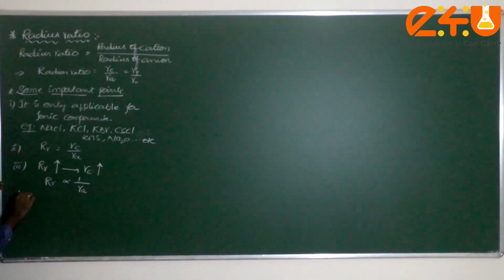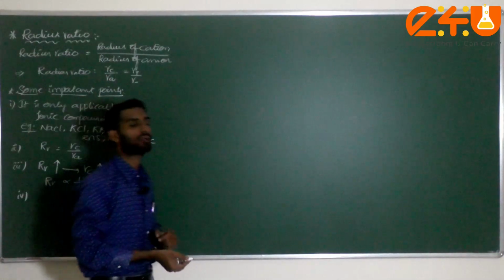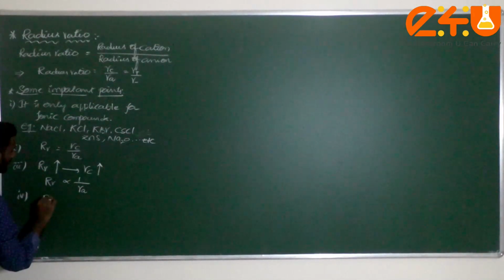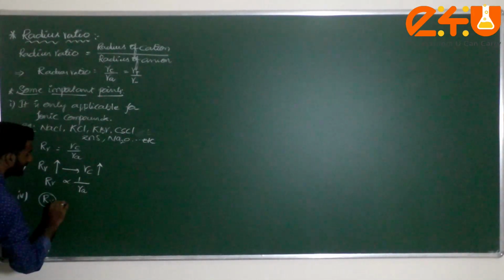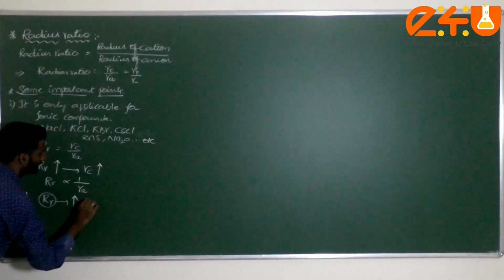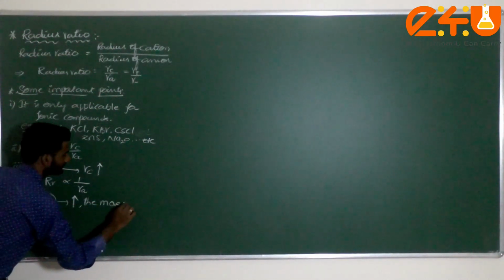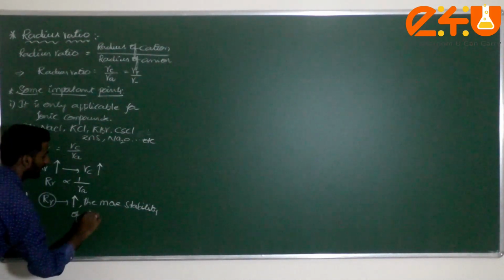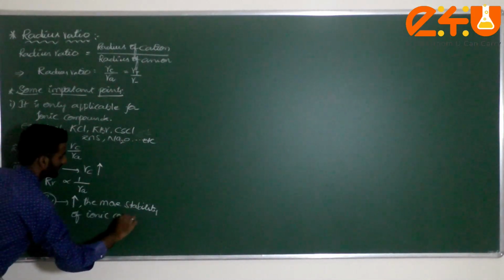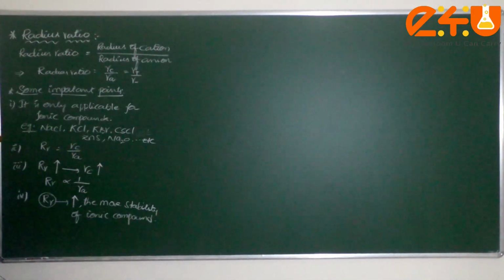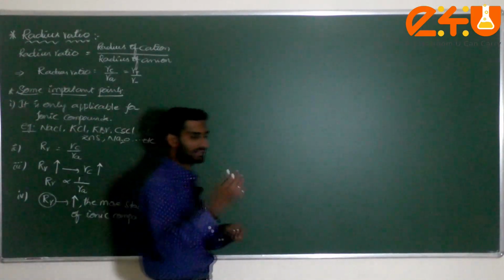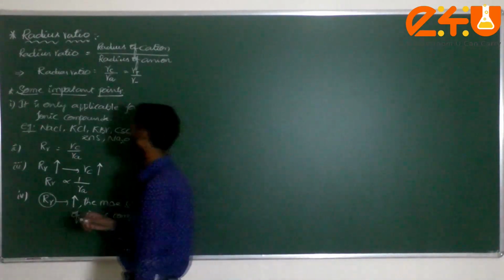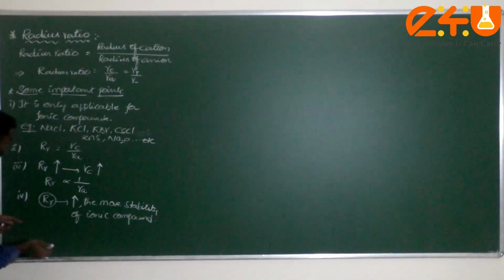This comes under the third point. Sir, if radius ratio is more, then what about the stability of the particular ionic compound? This is very important here. Now, if the radius ratio is more, the stability of the ionic compound or ionic solids is more. That means the bigger the radius ratio, the greater the stability of the ionic compound. Dear students, next one.